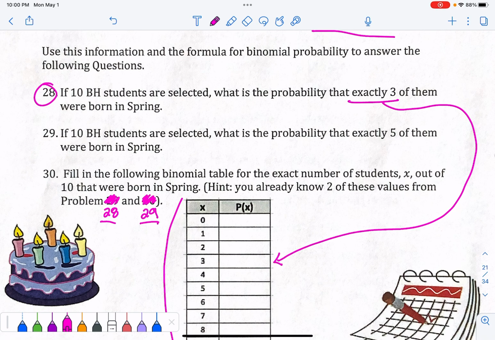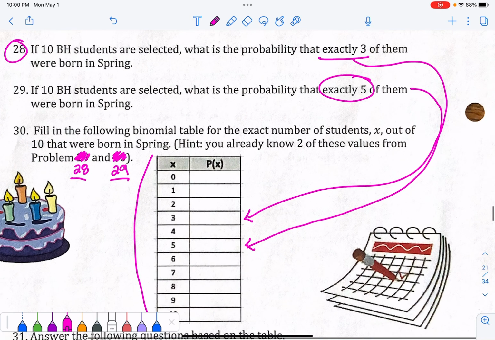What's the probability that exactly 5 of them were born in spring? That number goes here, okay? So you're calculating what those are, and these are the people born in spring, which means that if 0 of them are born in spring, no spring would be all 10 of them are born not in spring, if that makes sense. So you have spring babies versus no spring babies, okay?